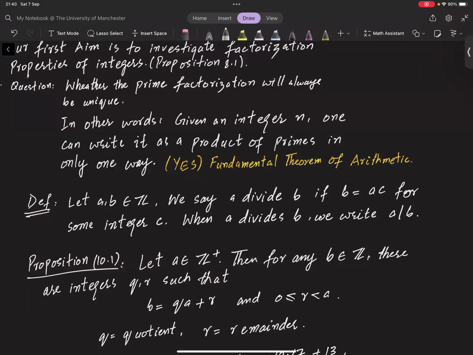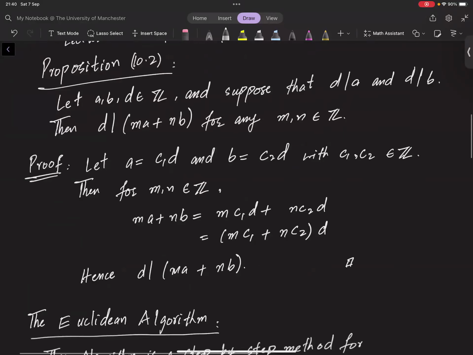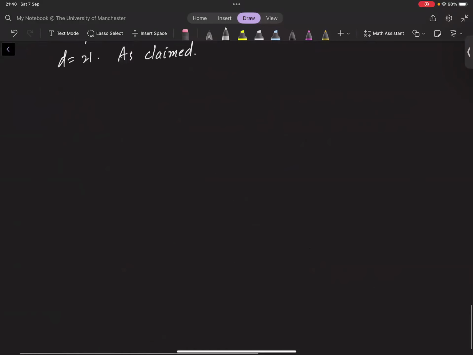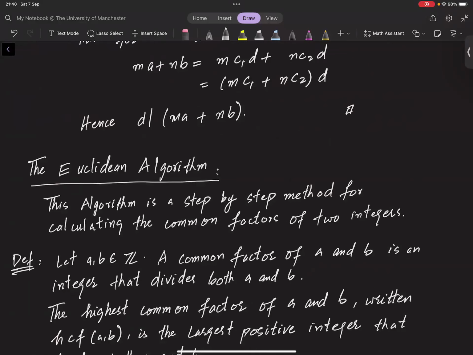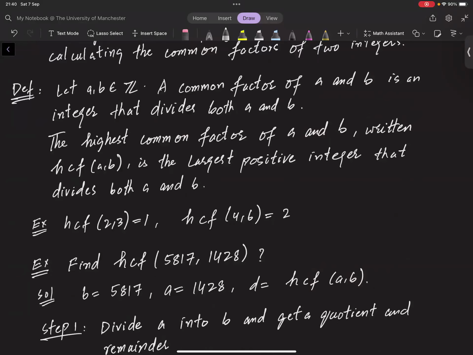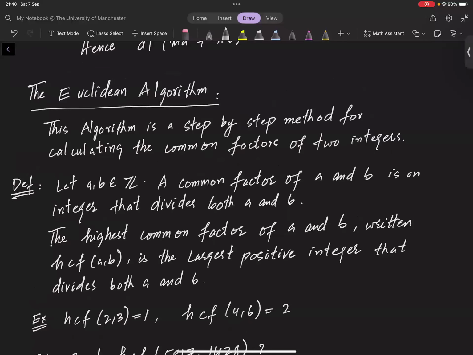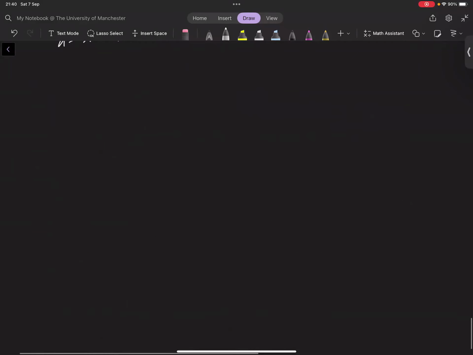We'll prove this theorem in the next part, but in this chapter we will build the machinery to use to prove this theorem, right? And then we are talking about the Euclidean algorithm. We have solved an example to show the number of steps and the procedure, how we use the Euclidean algorithm. Now I'll give you the general version of the Euclidean algorithm.